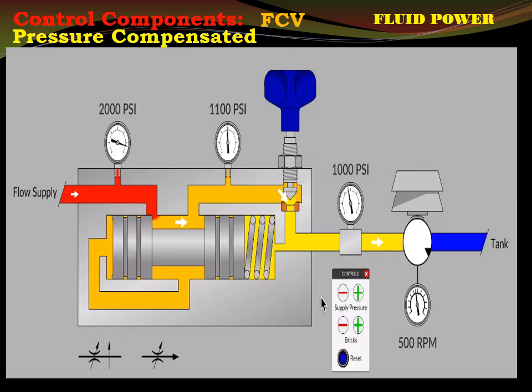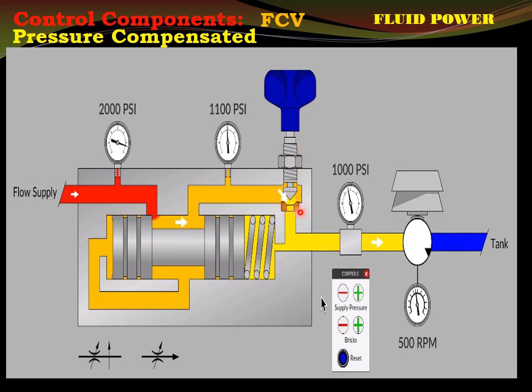Now here is the pressure compensated type FCV, where things are going to take place as we expected in my previous slide. Okay, here this is the main FCV, that is the main spool. That's the adjustable knob. By screwing in, screwing out, we can control this area.